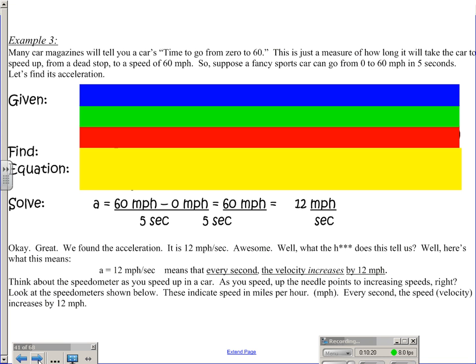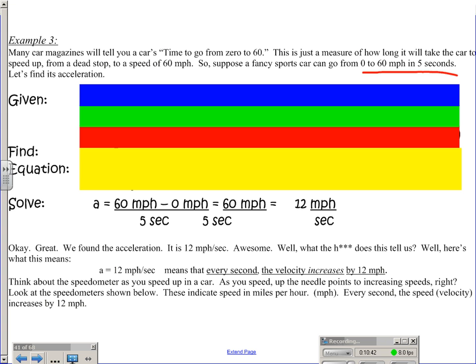In a lot of car magazines, it'll tell you the amount of time it takes for a car to go from 0 to 60, which tells you how long it takes for the car to go from a dead stop up to a speed of 60 miles an hour. Really fancy cars will do it in under 5 seconds, but for simplicity, let's suppose that it takes 5 seconds. The first thing that you need to do is write down what you know.